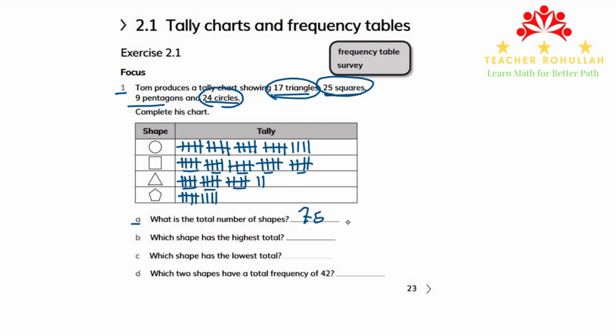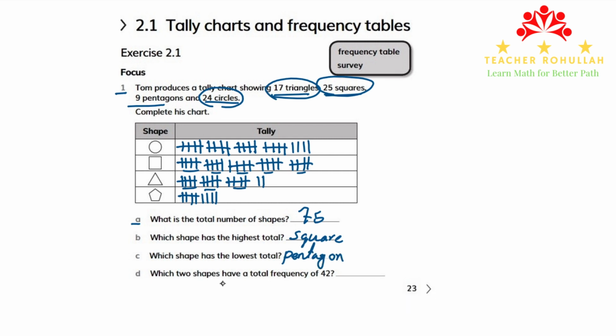Which shape has the highest total? The shape which has the highest total is squares. So I will write square because there are 25 squares. Which shape has the lowest total? The shape which has the lowest total is pentagon. So I will write pentagon.